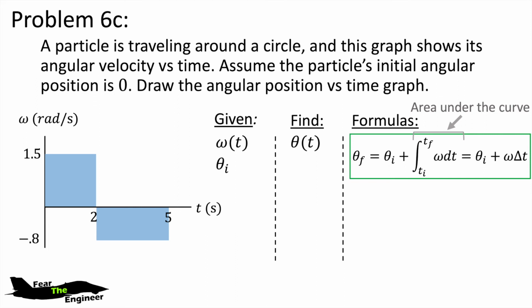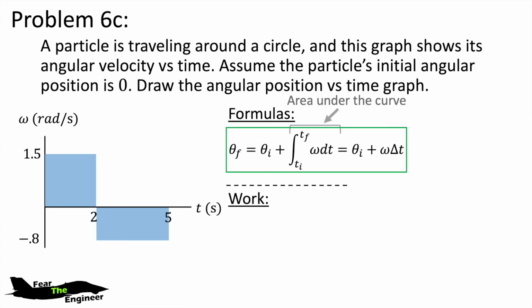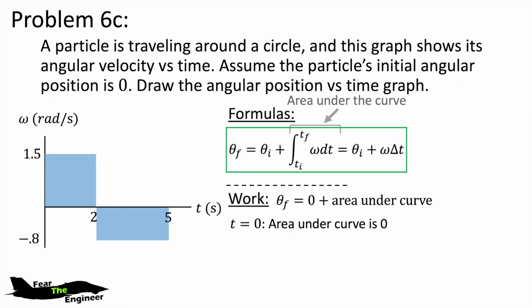But if we want to draw the entire graph of the theta versus time curve, we need to find theta at every time during the time span we look at. Luckily, we can get away with finding the final theta just at the initial time, any time where omega changes, and the final time. Then, we just connect the dots. Let's do it. We know the initial position, so we just need the area under the curve. At t equals 0 seconds, the area under the curve is 0.